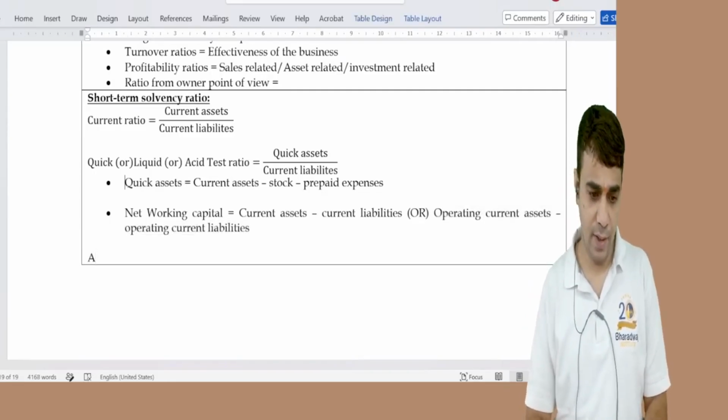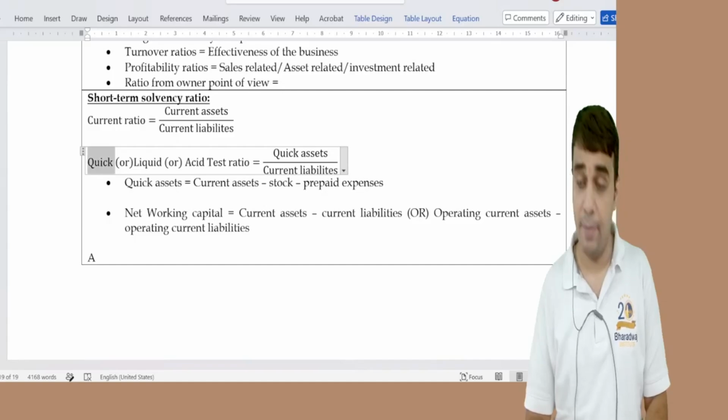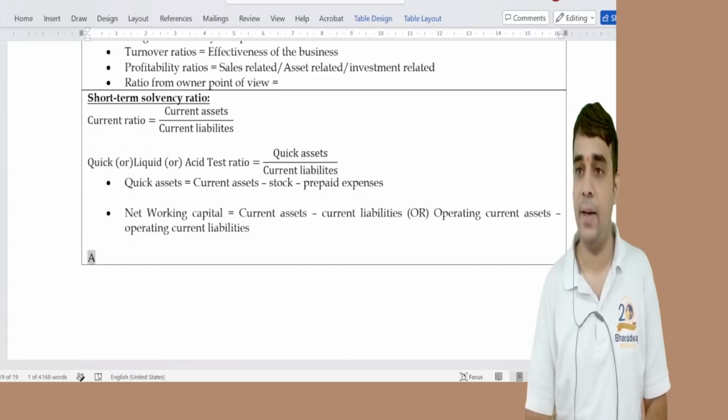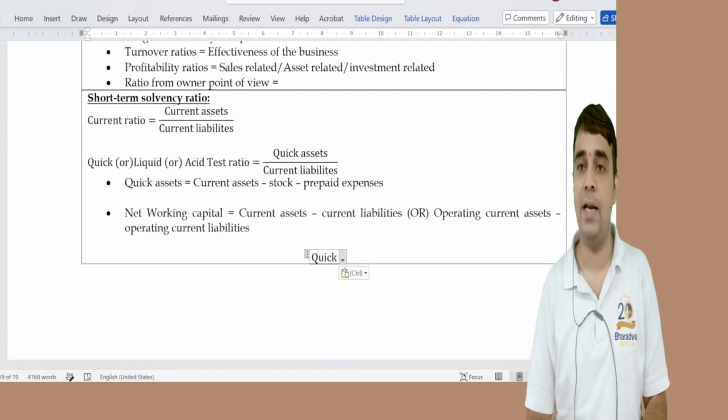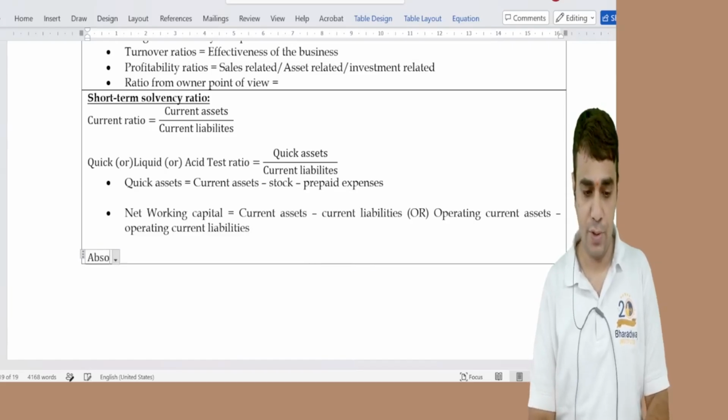Absolute liquidity ratio. I don't remember the number of the ratio. I'm just noting down whatever comes to my mind. If there's something extra, I'll explain in some time. Absolute liquidity ratio.